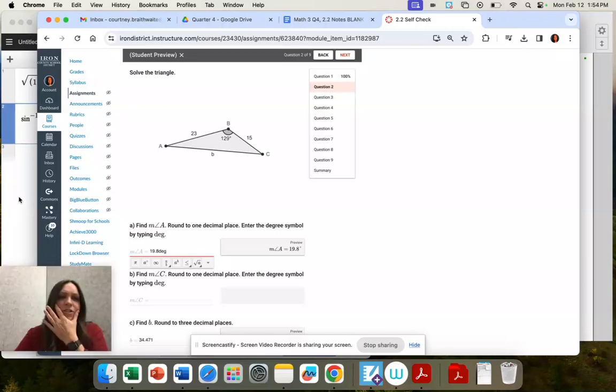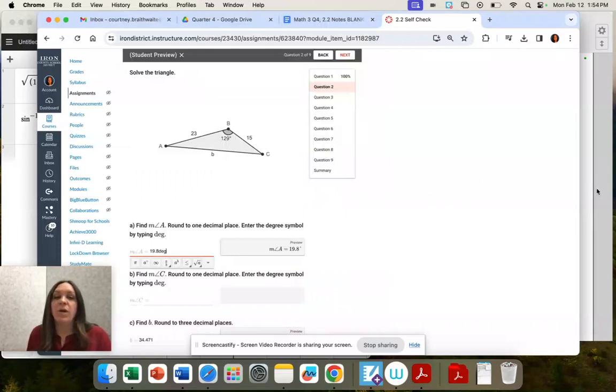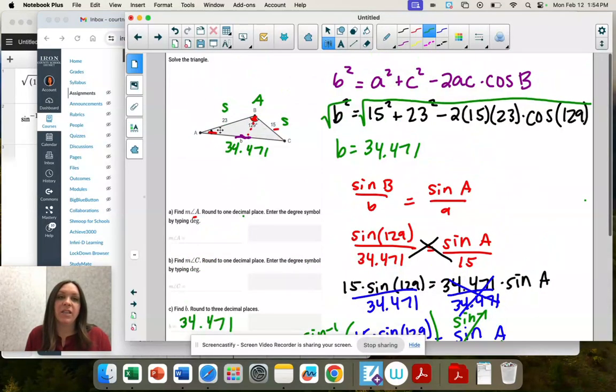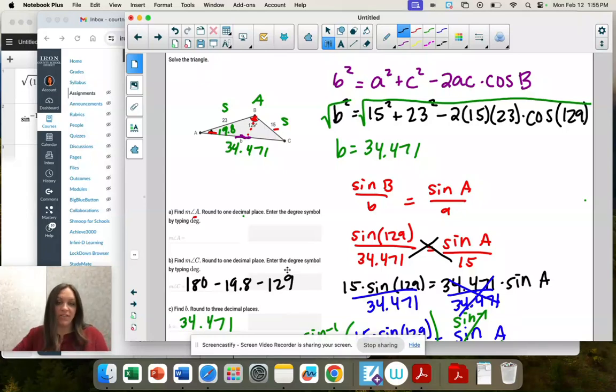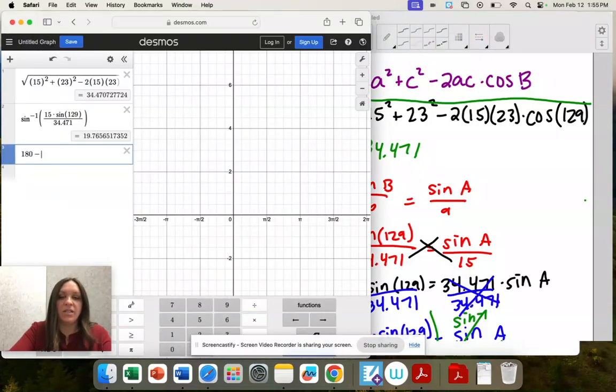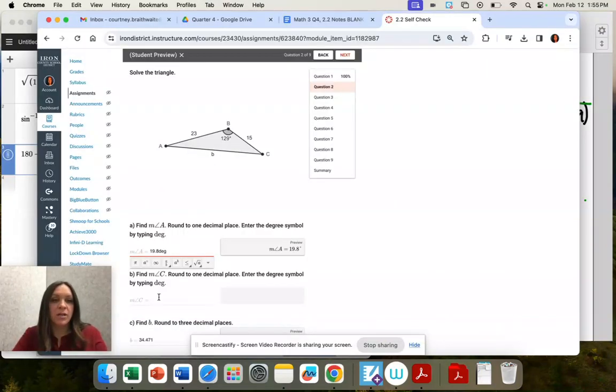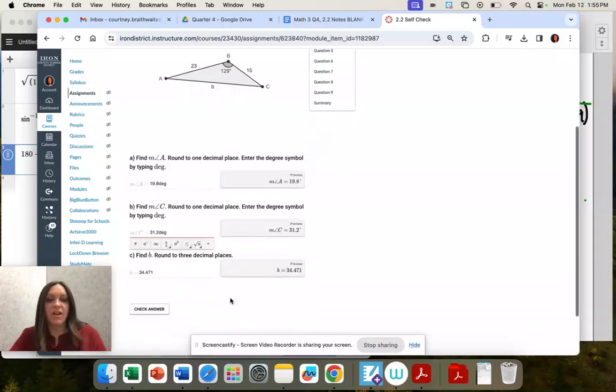And again, make sure you're in degrees. I'm in degrees. When you have 2 angles and you need to find the third, you don't have to do law of sines again. Just remember they all add to 180. So I'm going to take 180 minus the angle we just found minus the angle we were given. So 180 minus 19.8 minus the 129. So that means our third angle is 31.2 degrees because they all have to add to 180.